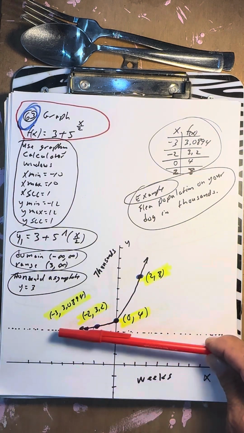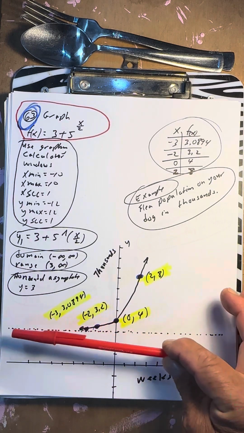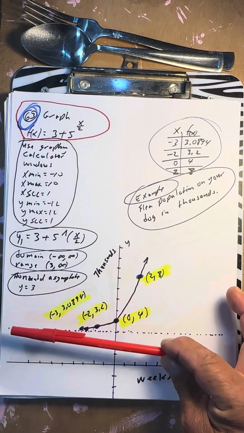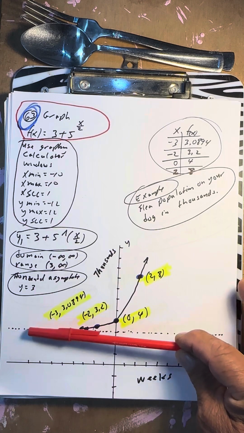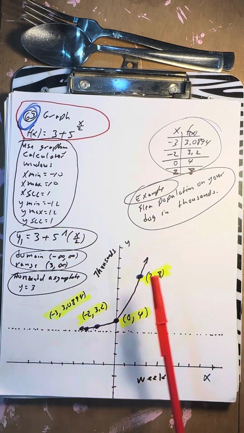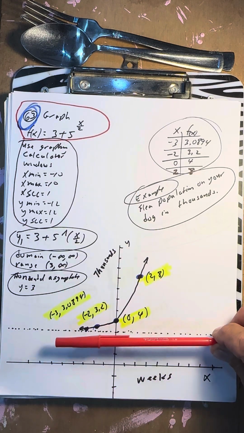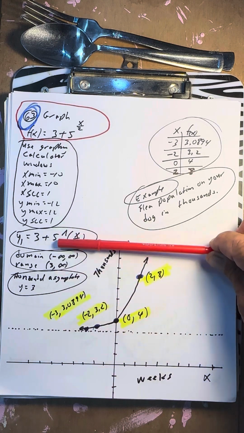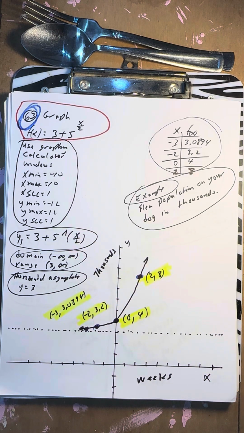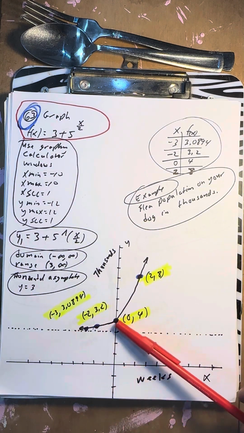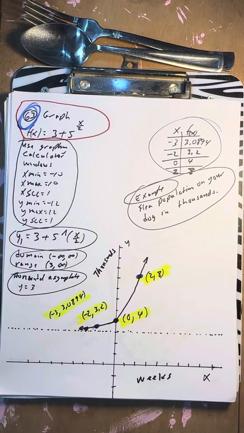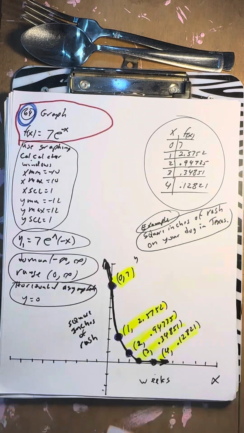Notice that there is a horizontal asymptote, but this time it's 3. The domain is any number you want to use, and the range is more than -3, going this way. An example of this would be the flea population on your dog in thousands, maybe 4,000, 8,000, and so on. This one: graph 7e to the negative x.